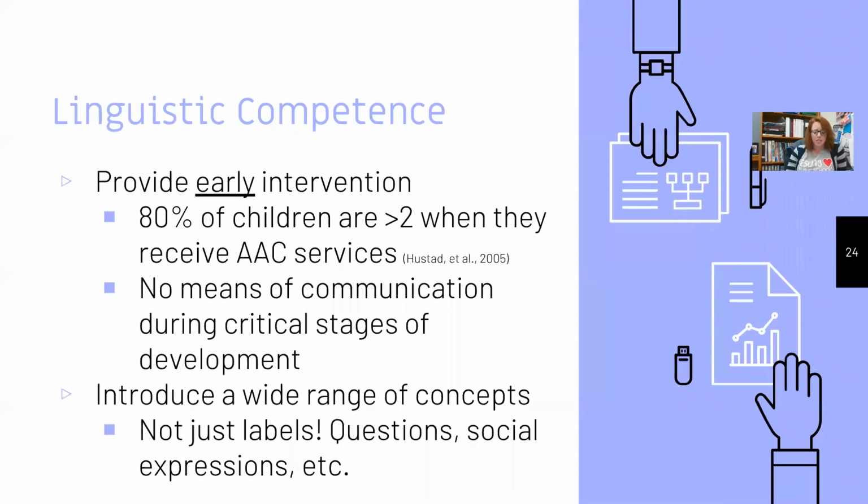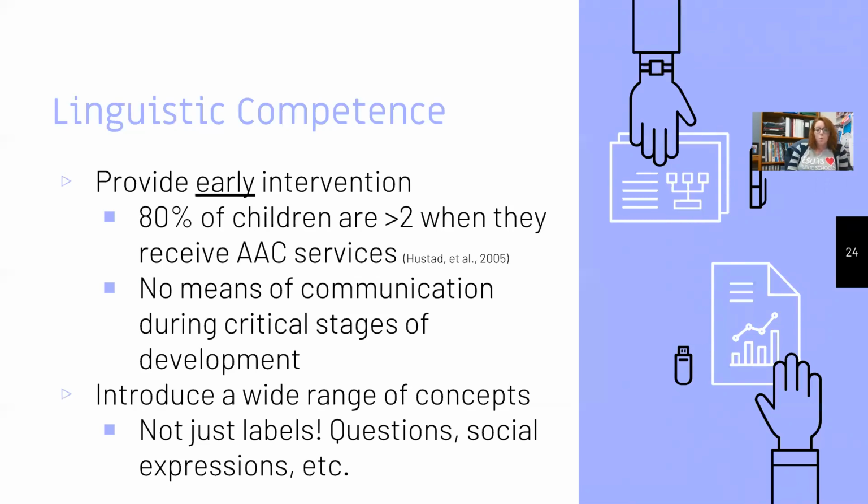Strategies for linguistic competence. We need to be providing early intervention. This study by Husted showed that 80% of children are older than age 2 when they start to receive AAC services. And as we know, as far as typical language development, there is a huge burst of language development between the ages of 1 and 2. And when that burst is supposed to be happening, these kids don't have a way to communicate, so they miss out on that big burst. So if this is a child that you are even remotely thinking might be an AAC user in the future, start early.